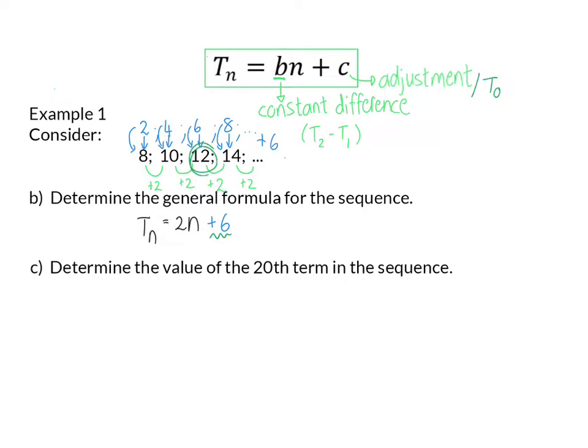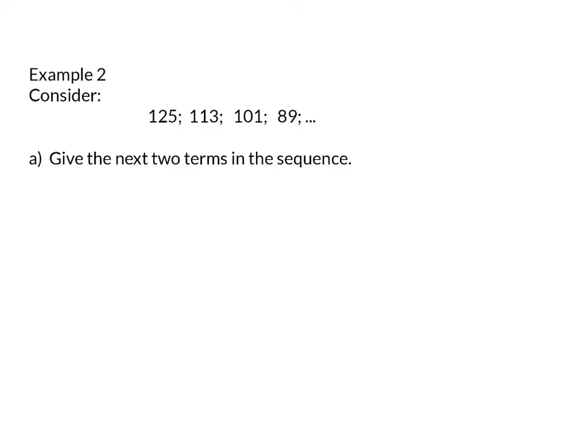Question C. Determine the value of the 20th term in the sequence. Here we are given the position of the term as 20, and that is our n, and we need to determine the value, which is Tn. So now I take my general formula, and in the place of n, I'm going to substitute the position of 20. So that means we have 40 plus 6, and this will give us the value of the 20th term as 46.